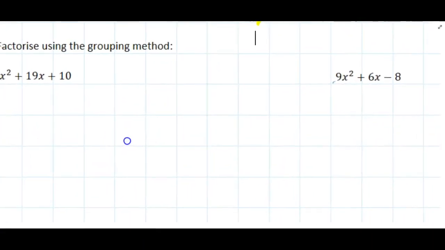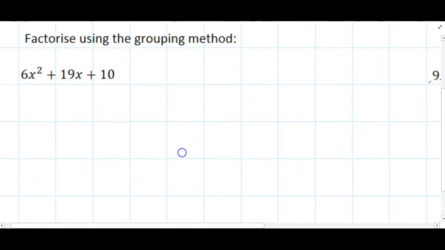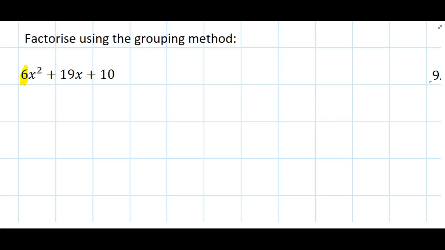I'll go through by example. So we're going to use this one as an example here. It's non-monic. It's got a 6 as the coefficient of x squared. So what we actually do, and this is why the grouping method that we did before was important, is we split this middle term up into 2, so we can group in pairs.